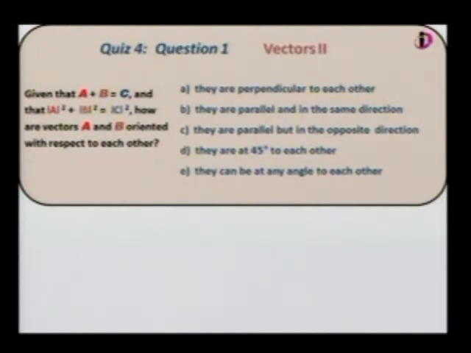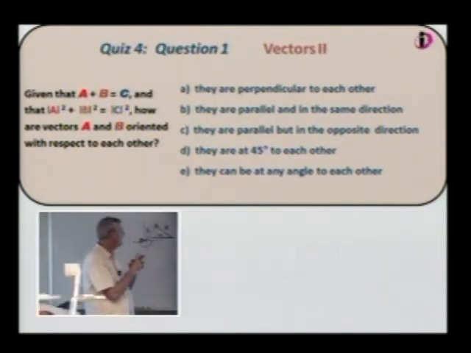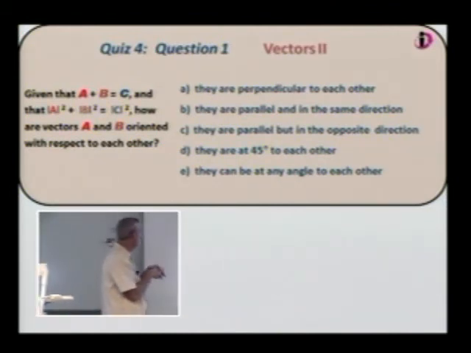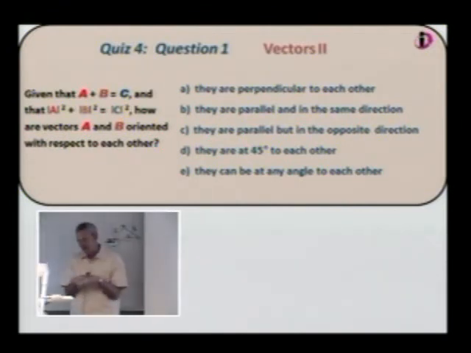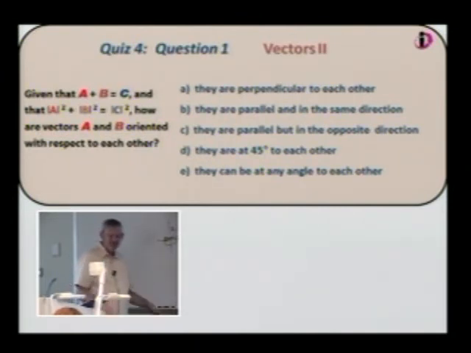All right, now, this is a vector question. These are vector questions. You can talk among yourselves. It says, given that A plus B equals C, and that A squared plus B squared equals C squared, how are vectors A and B oriented with respect to each other? Are they perpendicular? Parallel? Parallel but in opposite directions? Are they 45 degrees to each other? They can be at any angle to each other. Take your pick, and you can't ask Ting Yi or Hao what the answer is.